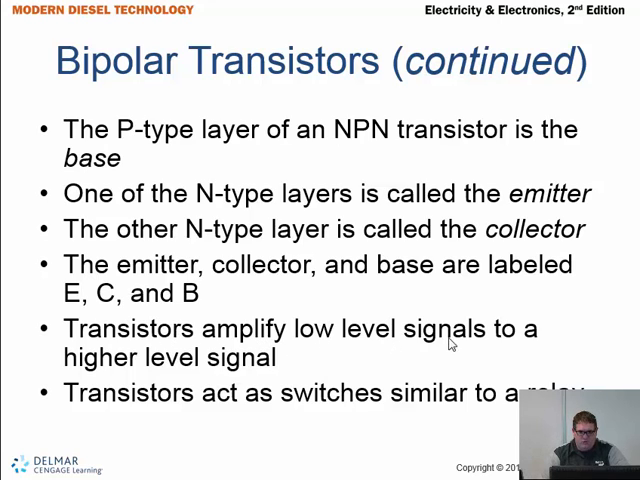Transistors amplify low-level signals to a higher-level signal. Transistors act like switches similar to a relay.